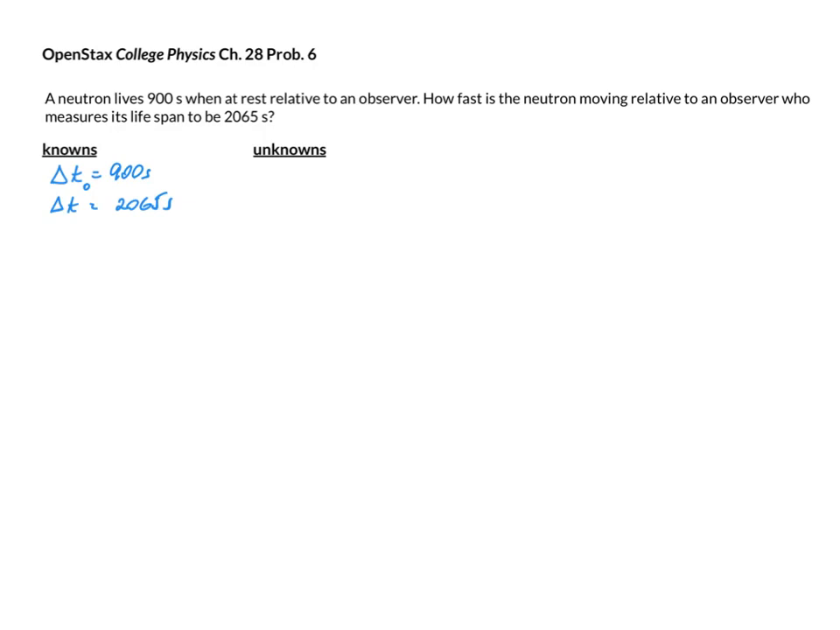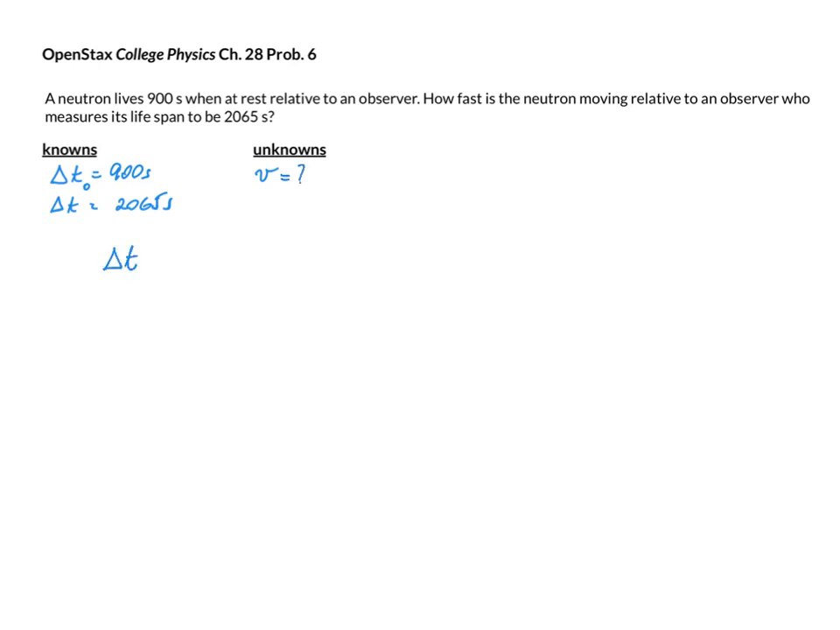So now that we determined what our knowns are, we're looking at our unknowns, and we are asked to find how fast the neutron is moving. So that means a velocity. So what's the velocity?